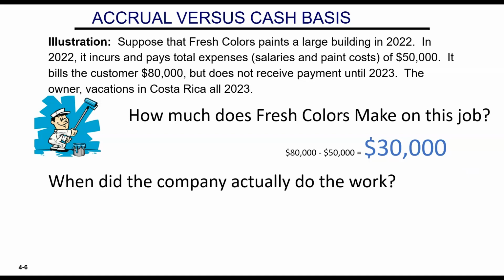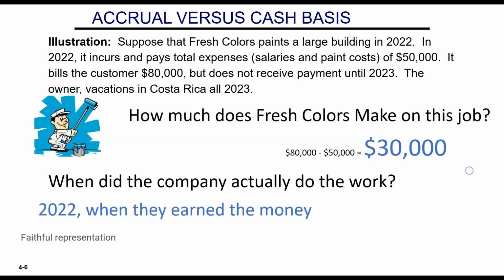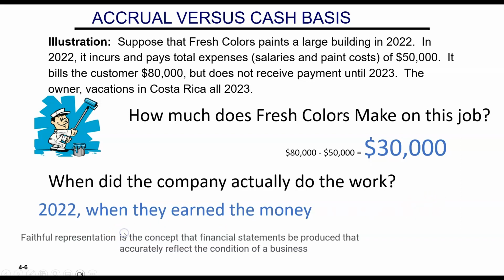Now let's think about when the company did the work. So the company did the work in 2022. And that's when they earned the money. They didn't collect the cash, but they've earned it in 2022. And we want to look at this faithful representation principle also, where we want to faithfully represent what's going on in the company with our company's financial statements.